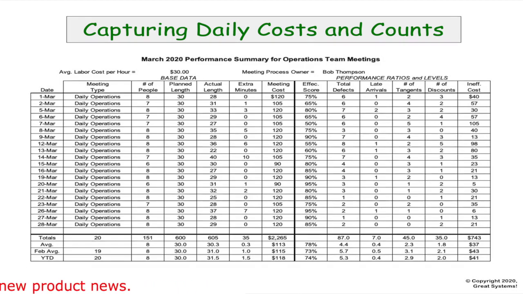Capturing daily costs and counts. If you want to reduce meeting waste, for example, you have to trend meeting performance over time. A key costs and counts summary spreadsheet, similar to the one shown on the graphic, can be used for this purpose, just as it can for most any work process.